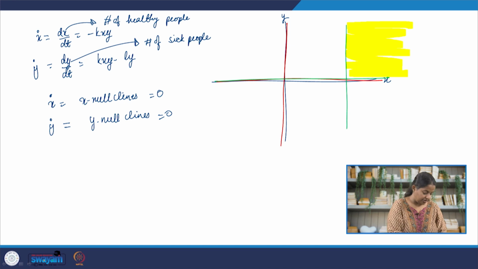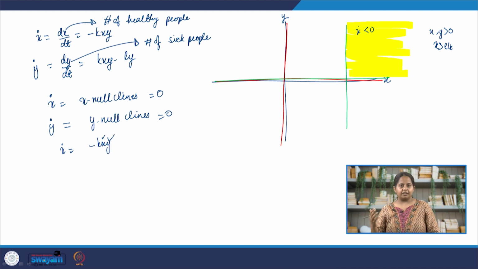So in this region, both x and y are positive, and x is bigger than L by k. So what we have is that the derivative of x with respect to time is going to be negative, because both x and y are positive, and we know that the derivative of x is equal to minus kxy. X is positive, y is positive, x derivative is negative.